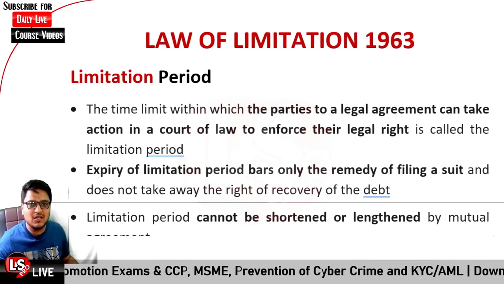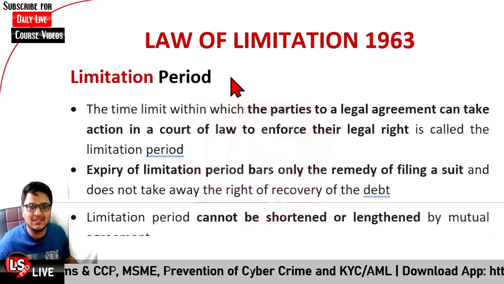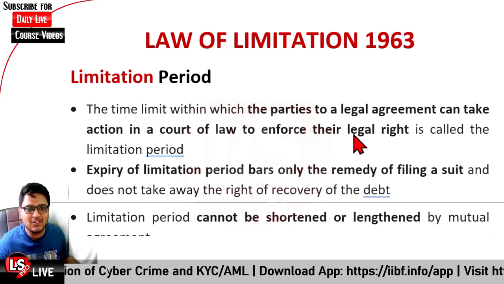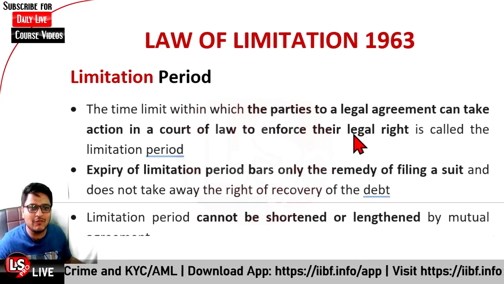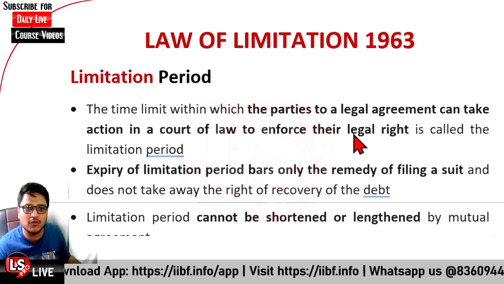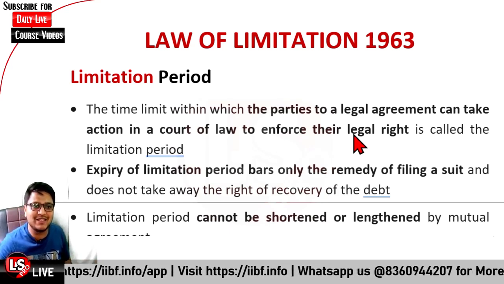Next it is regarding the Law of Limitation, 1963. So what is the limitation period? First of all, the limitation period is a time limit during which the parties to a legal agreement can take an action in a court of law to enforce their legal right.